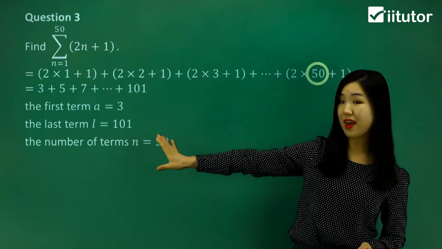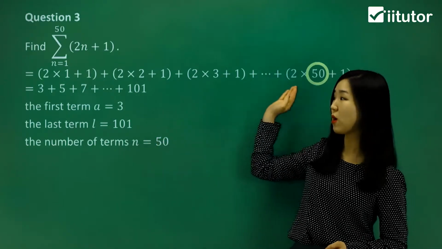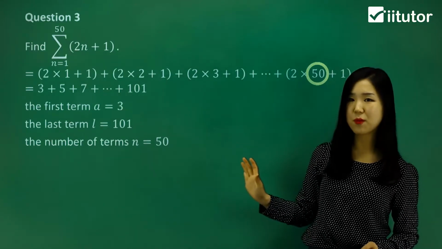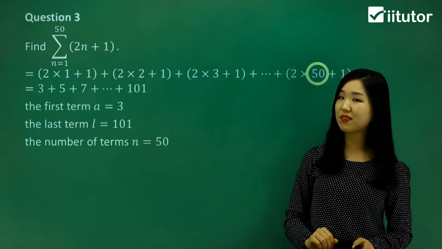Oh, and by the way, n equals 50, of course, because there are 50 terms. We're starting from 1 all the way to 50, so there are 50 terms. Just keep that in mind as well. So, back to our arithmetic series that I was talking about.